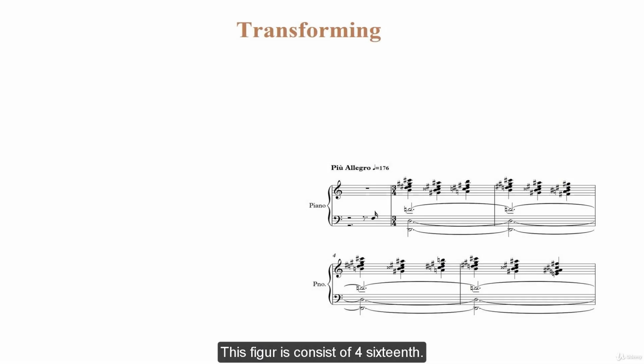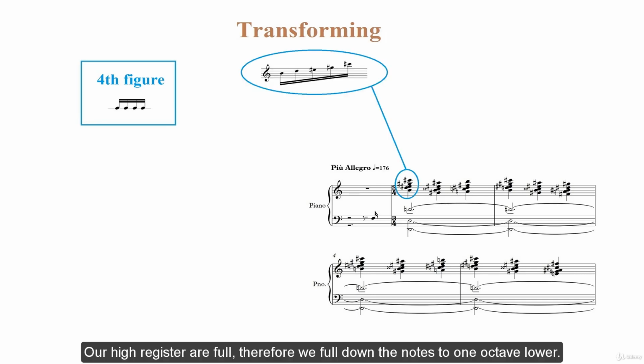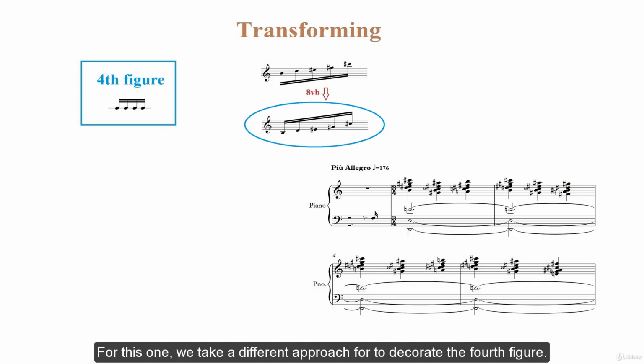This figure consists of 4/16. In the transforming step, we must separate the notes of our chord. Our high registers are full, therefore we pull down the notes to one octave lower. For this one, we take a different approach to decorate the fourth figure.